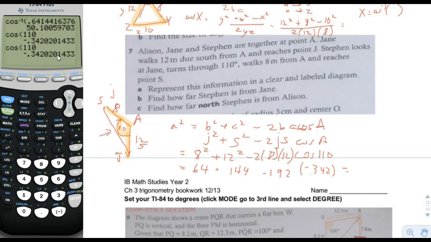So that is an interesting problem. To do that, what they want to know here is, if you draw a little triangle like this, like here's the original triangle SAJ. They're saying now, what is this length here? How far north is Stephen from Allison? Okay, so in this triangle, you know that this side is 8, and you know that this angle here is not 110, right? It's 110 minus 90, so it's actually 20 degrees here.